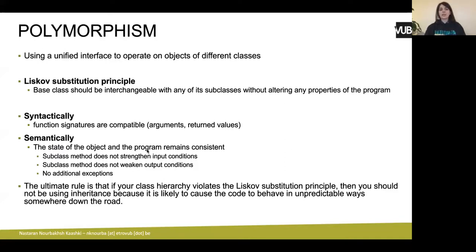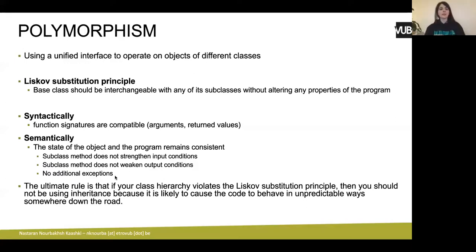Semantically, the state of the object and the program remains consistent. A subclass method does not strengthen input conditions. A subclass method does not weaken output conditions. These are the functionalities that we are inheriting from the base class. And no additional exceptions. The exceptions should not be new, because new exceptions will weaken your base class, because your parent class cannot catch those exceptions. If you define new exceptions, then your child class is not your parent class.